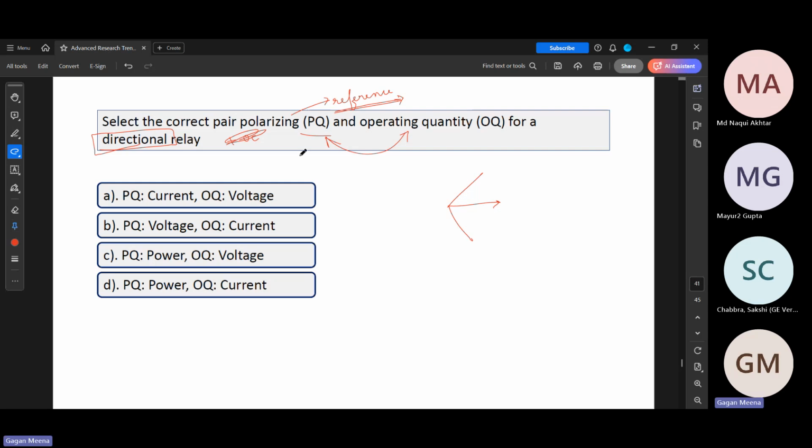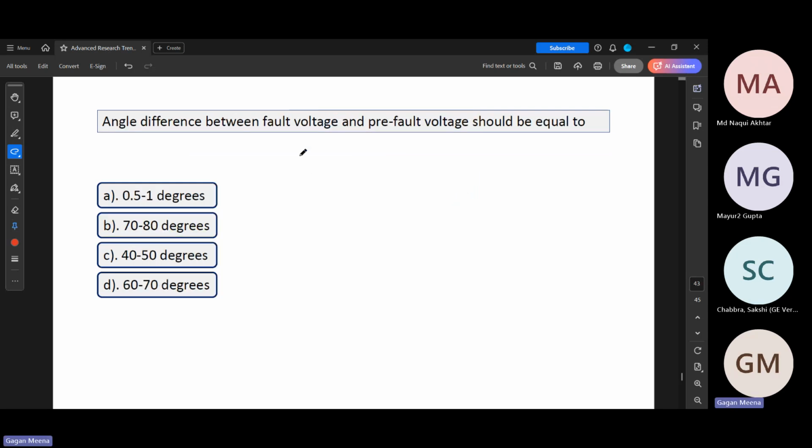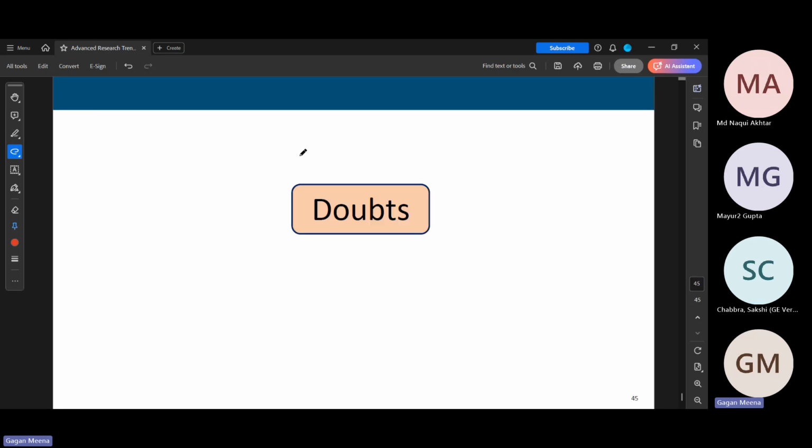Next question, angle difference between fault voltage, and this is also based upon the previous question only. Why is voltage taken as the polarizing quantity? Now the answer is very clear. What should be the answer? Angle difference between minimum. So A. Yes, the angle difference has to be very small. That's why it is polarizing.